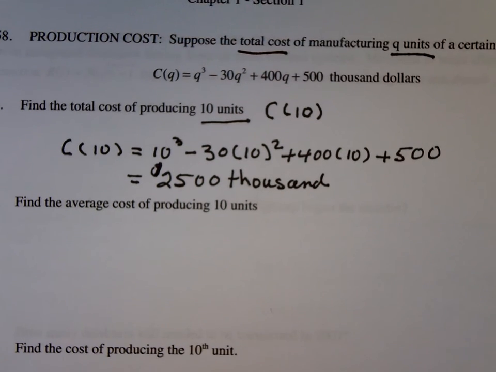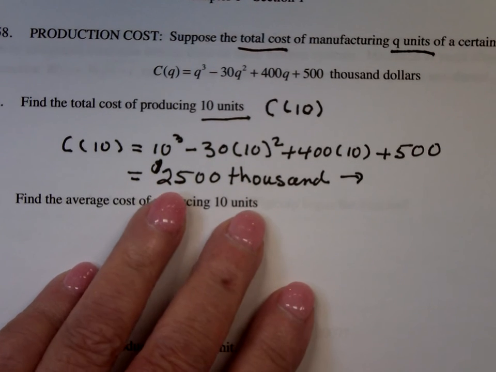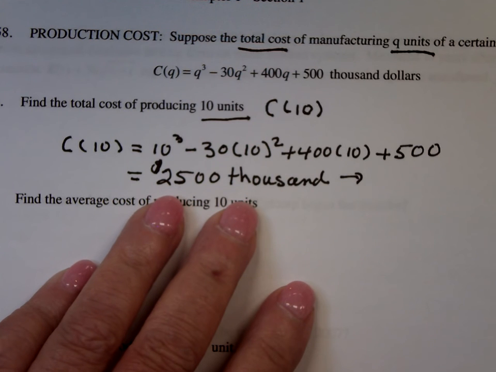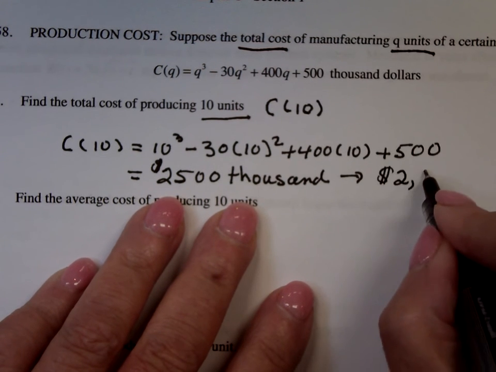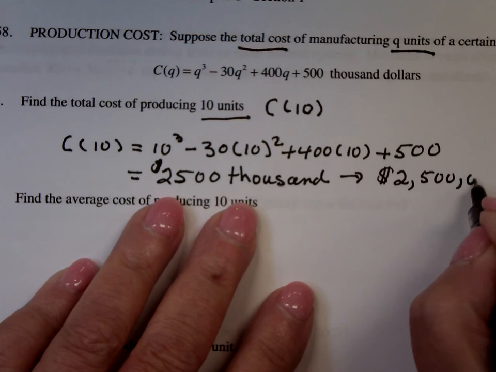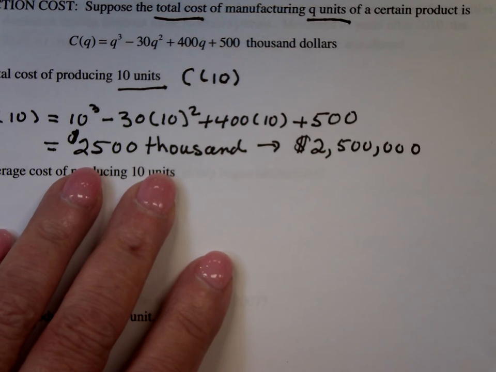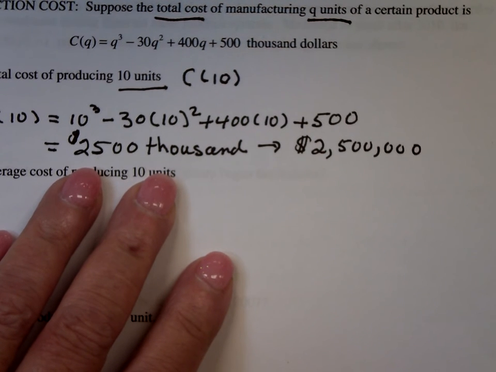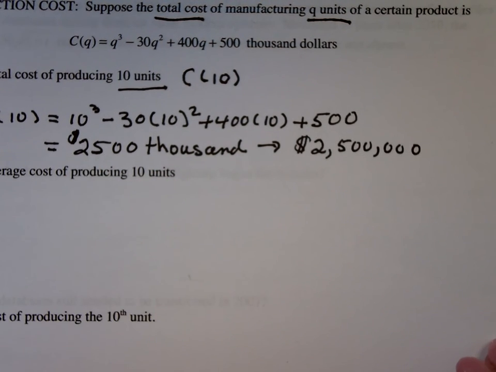Which looks weird to me, right? So how would I make that make sense? What would I need to add to get rid of the word 1,000? Three zeros. This would turn into 2,500,000. So it's really $2,500,000. But either answer is correct.